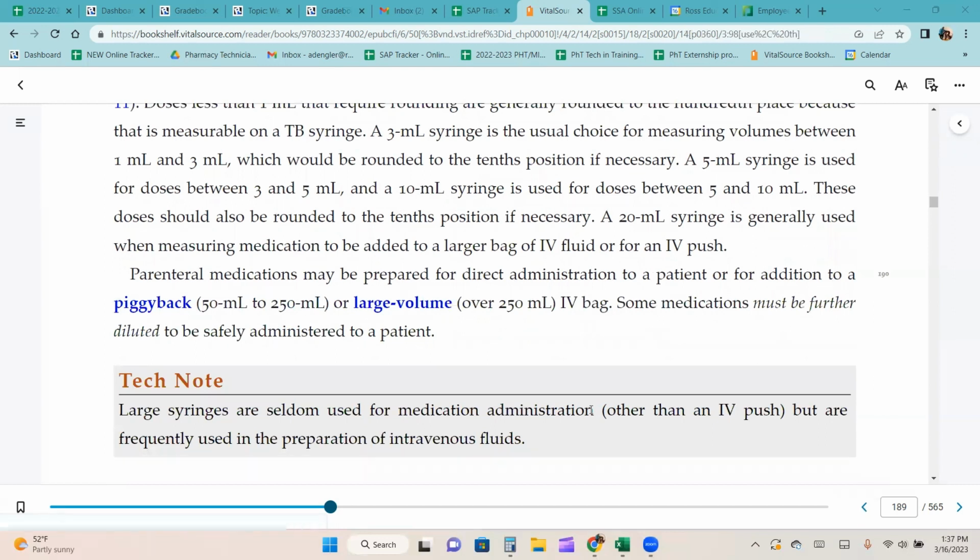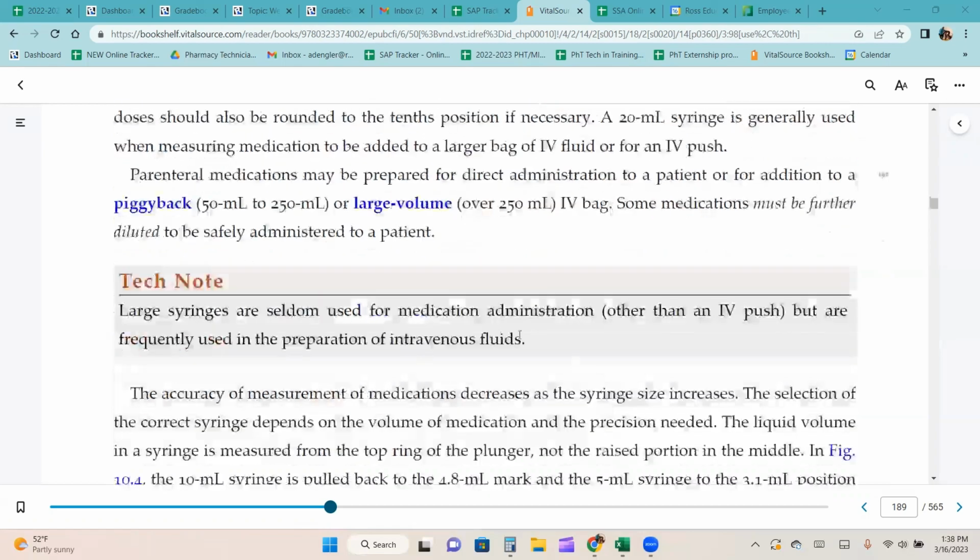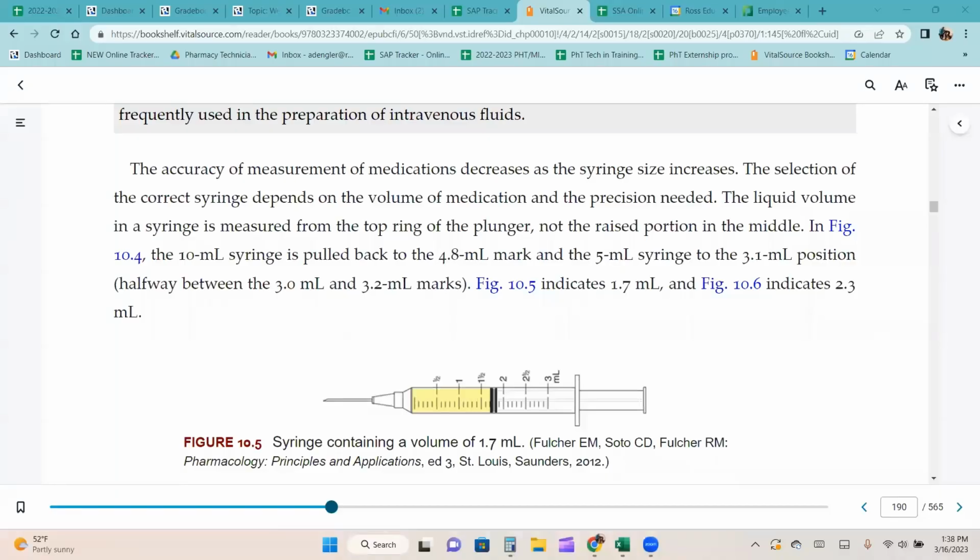Parenteral medications may be prepared for direct administration to a patient or for addition to a piggyback or large volume IV bag. Some medications must be further diluted to be safely administered to a patient. The accuracy of measurement of medications decreases as the syringe size increases. The selection of the correct syringe depends on the volume of medication and the precision needed.